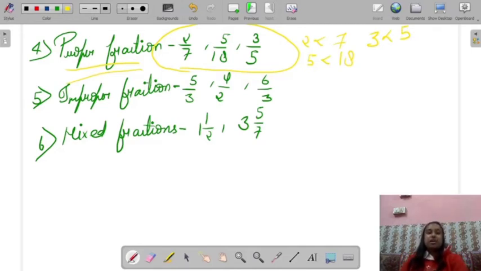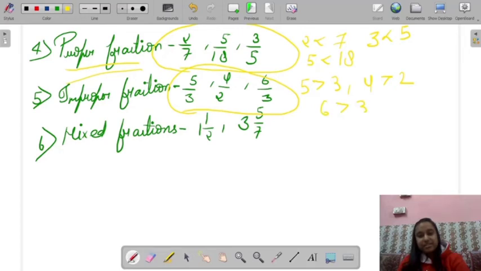Okay. Now let's move forward to the next type, which is our improper fraction. In case of an improper fraction, the numerator, the part which is above the fraction line, is going to be bigger. See here in these examples. In the first example we have 5 greater than 3, 4 is greater than 2, and 6 is greater than 3, right? So let's move forward to the last type of fraction, which is our mixed fraction.